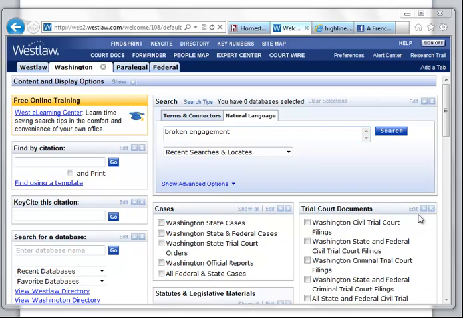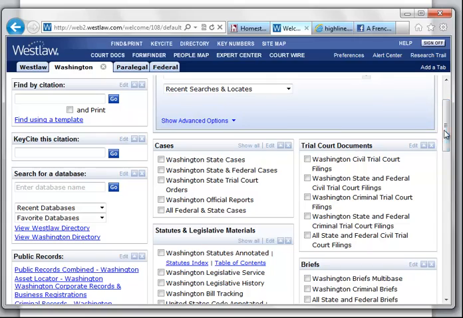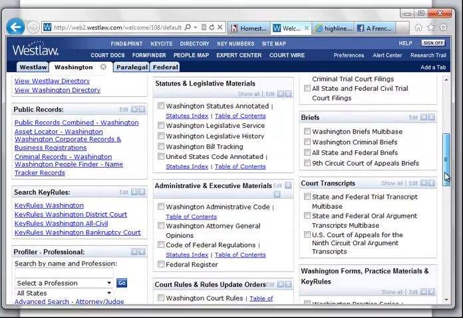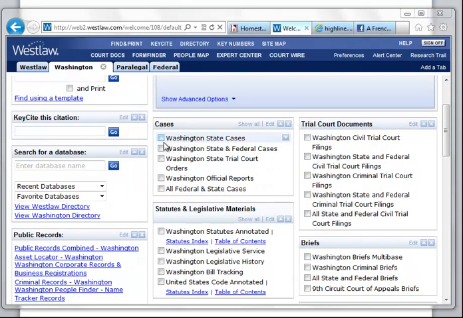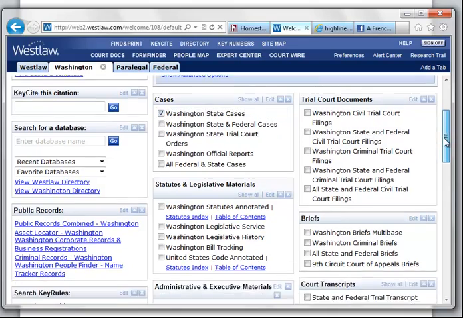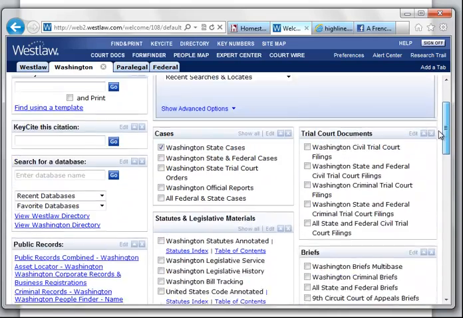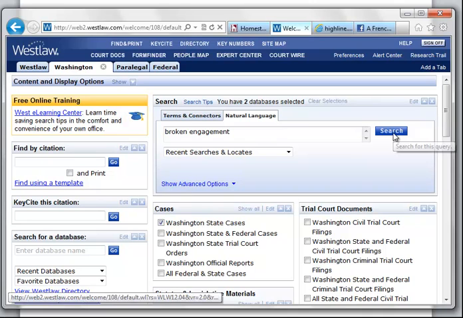Oops, I forgot something. I should definitely be moving down this little arrow until I see Washington practice. In general, if you are in Washington and you don't have a clue, try the Washington Practice series. It's a good general description. Now I see that I need to check Washington State cases. So I've got two databases checked, Washington State and Washington Practice series. Let's try clicking search.